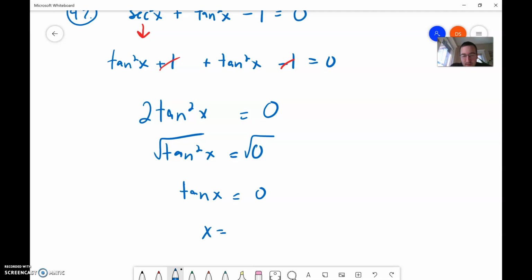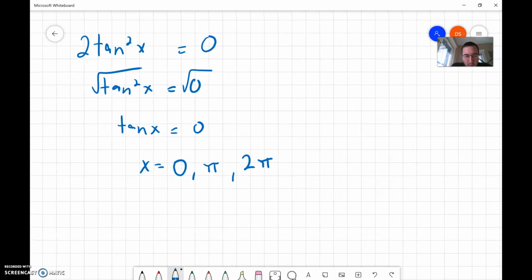And when is tangent 0? Tangent would be 0 at 0 and at pi and at 2 pi. But I think the homework told us to do this.